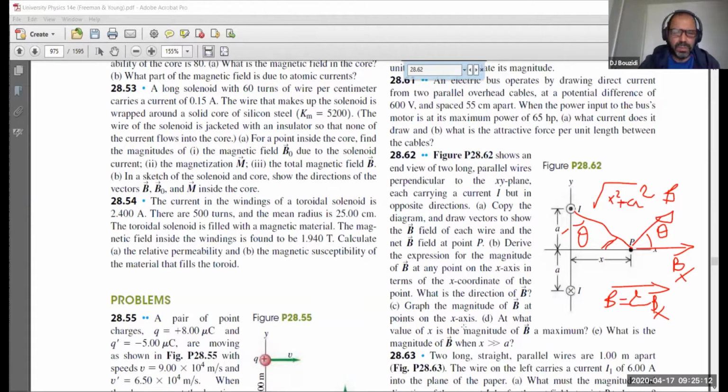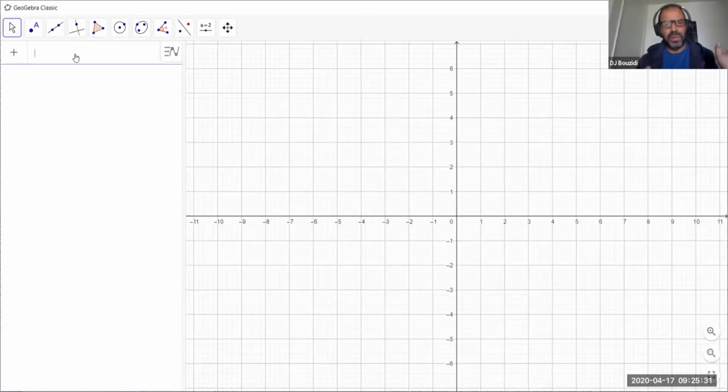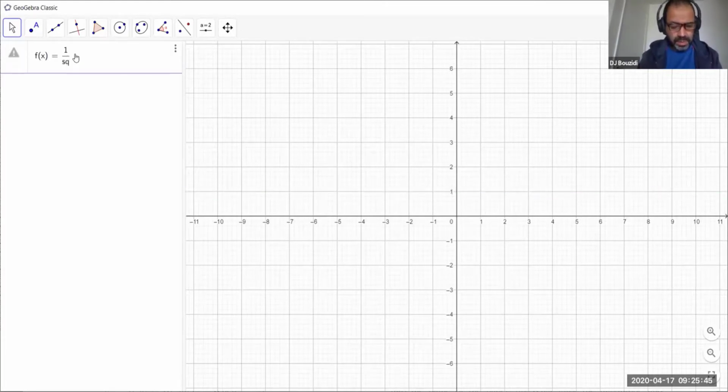I'm trying to get GeoGebra to draw this function for me. Oh man, still not. Okay, let me stop this sharing and get you GeoGebra. So basically the magnetic field in the x direction is B divided by some B naught value that has to do with A and all of that. So at the end of the day, the function I want to really draw is this function, with the square root of x squared plus 1.